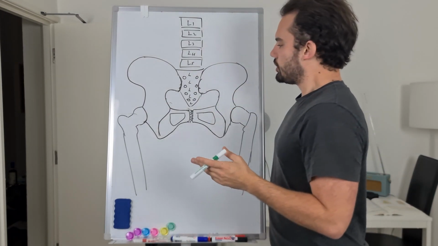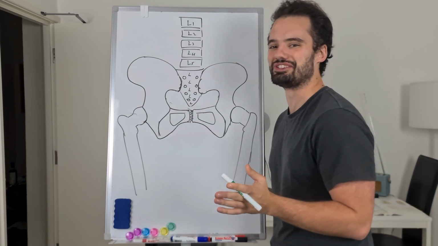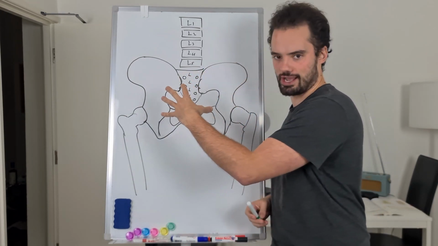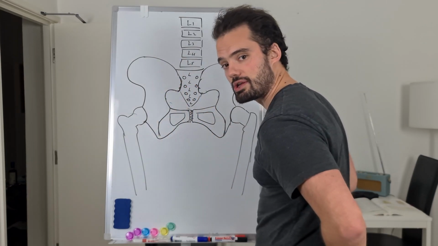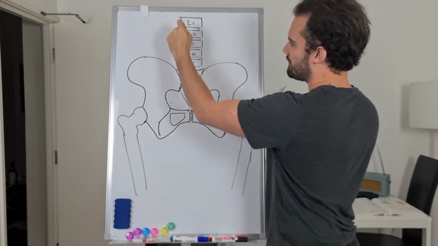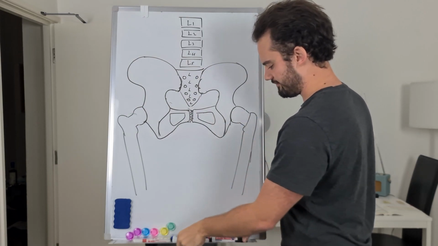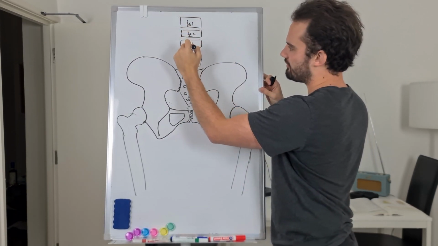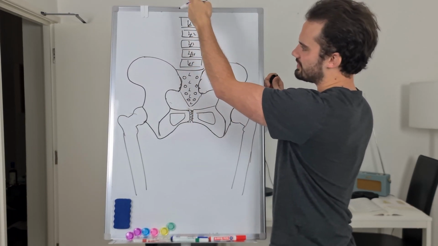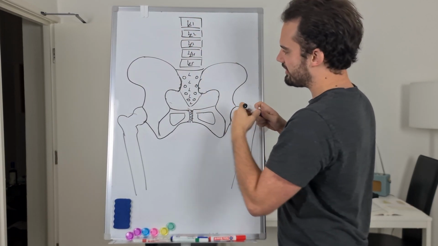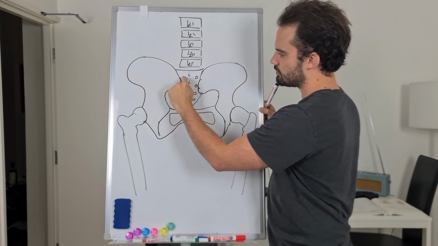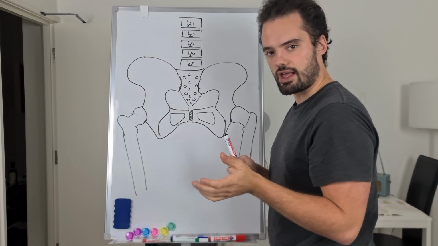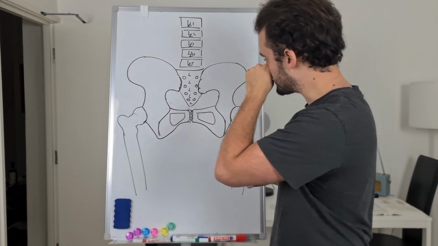Okay, so you probably need a bit of context for this. This is meant to be a posterior view of the bony pelvis. So we've got the lumbar vertebrae coming down here, and obviously these would have their spinous processes coming off the back all the way down here. So L1, L2, L3, L4, L5. This is the sacrum. So these would be the posterior sacral foramina, the holes on the back of the sacrum for the nerves to come out of.